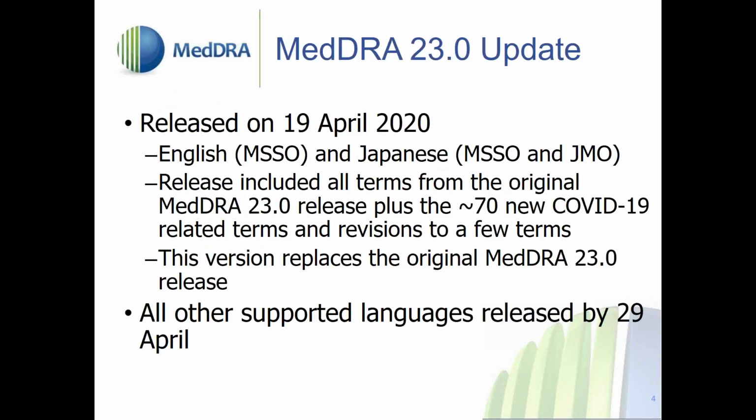Now, it's important to note that this release included all of the terms from the original MedDRA 23.0 release done in March, plus approximately 70 new additional COVID-19 related terms, as well as revisions to a few terms. We had a few currency changes at LLT level. We also included a new HLT, coronavirus infections, and moved some existing terms a bit. All the other supported language translations were released by the end of April.